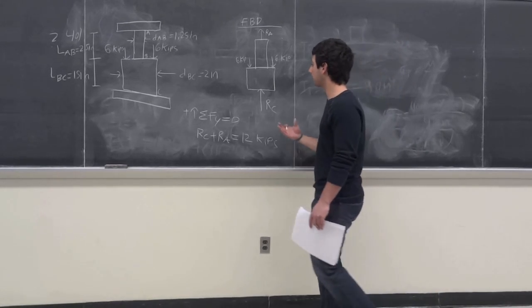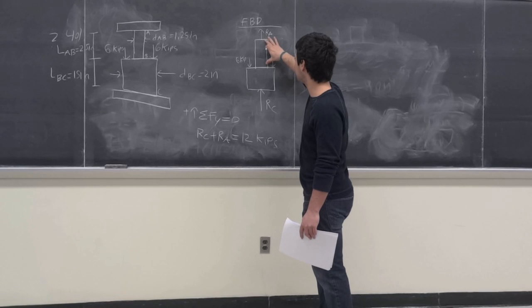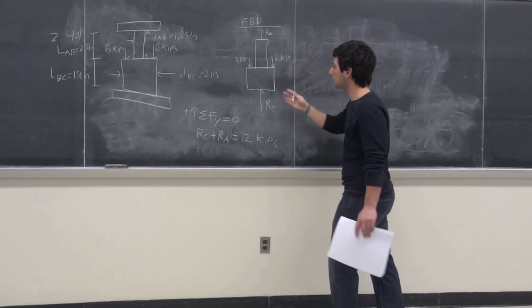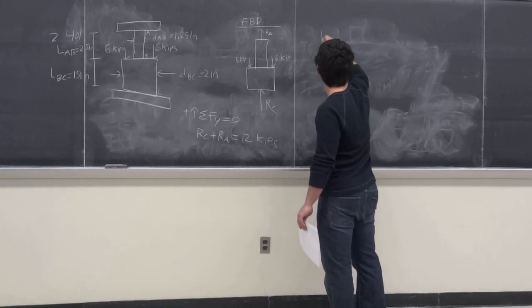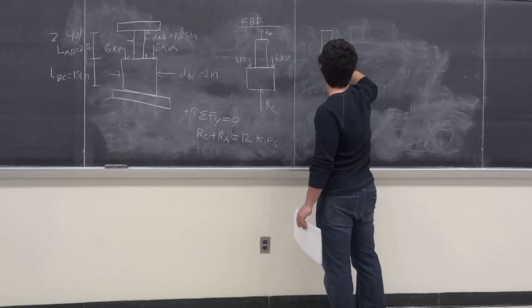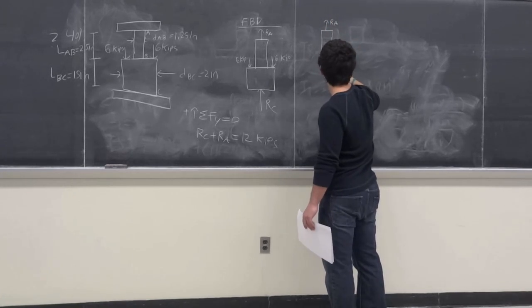Well, we know the deformation of this rod that it is going to experience is going to be equal to this rod, right? Let me draw another free body diagram to show you what these rods look like. Here's a second free body diagram. I'm going to cut it over here. So this force is RA. This force is RA.